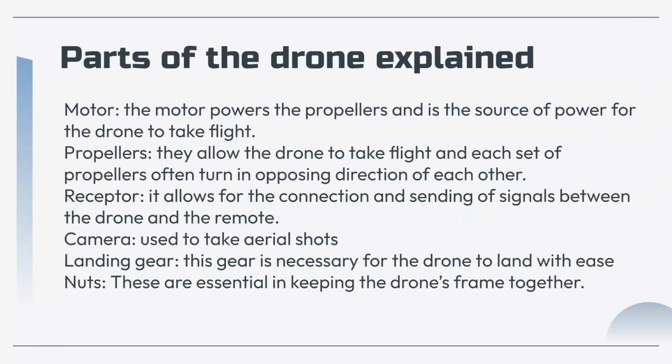The motor powers the propellers and is the source of power for the drone to take flight. Propellers allow the drone to take flight, and each set of propellers often turn in opposing directions of each other. The receptor allows for the connection and sending of signals between the drone and the remote controller you have in your hand. A camera is used to take aerial shots. The landing gear is necessary for the drone to land with ease. And the nuts are essential in keeping the drone's frame together.